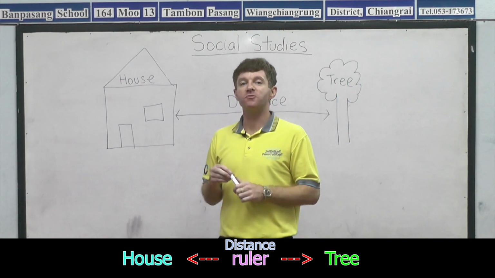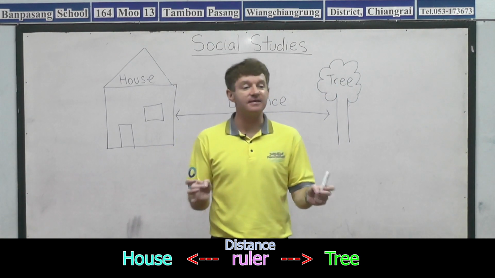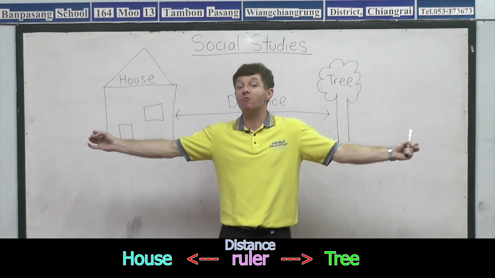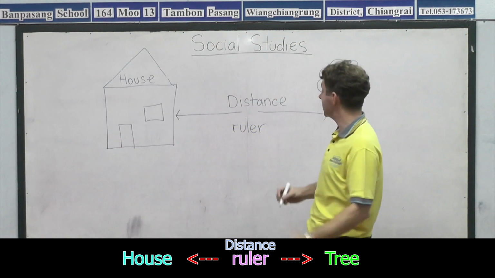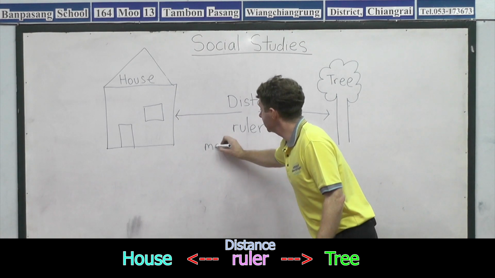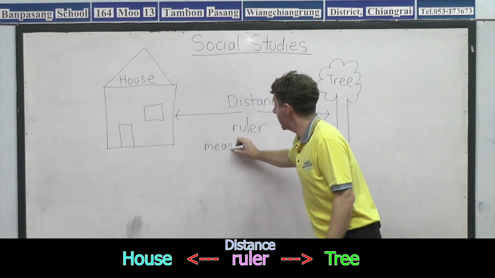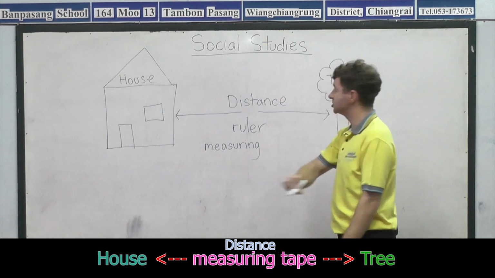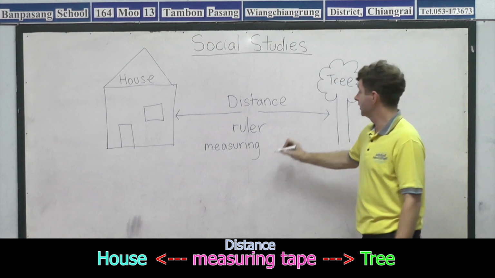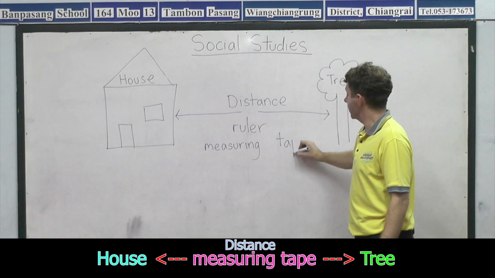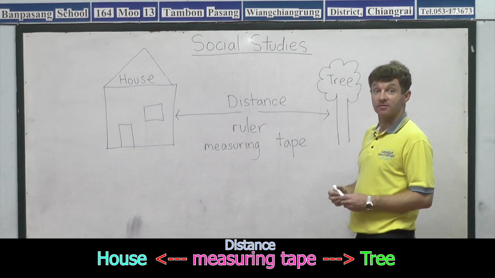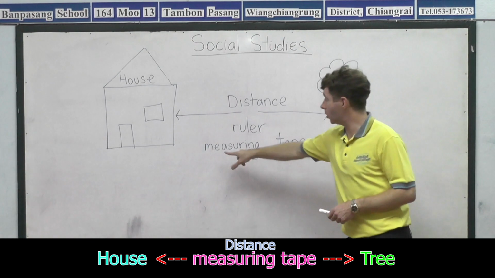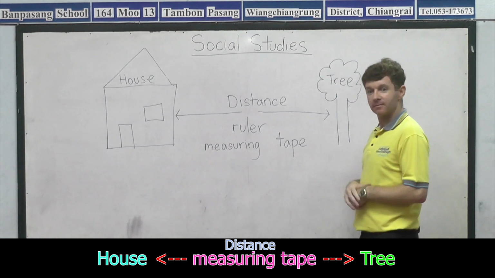What other types of objects could we use to measure distance? We have ruler. How about a measuring tape? Excellent. Measuring tape. M-E-A-S-U-R-I-N-G. Measuring tape. Excellent. We've got two good units of measurement here. We have ruler or measuring tape. But you know what?